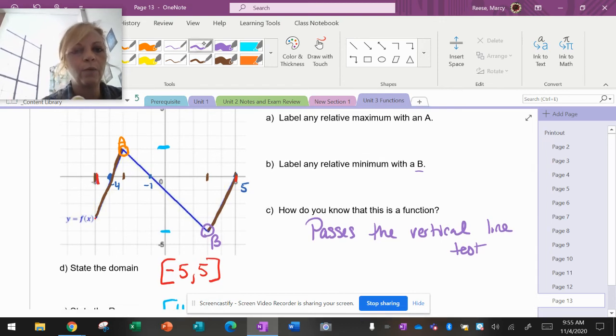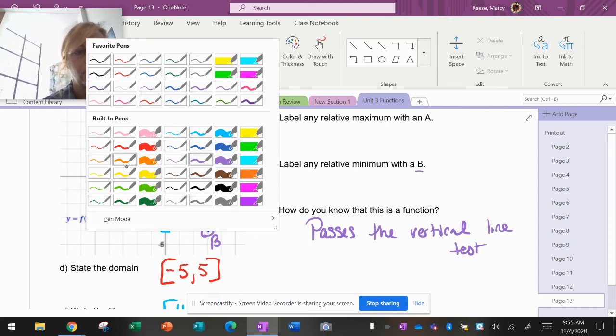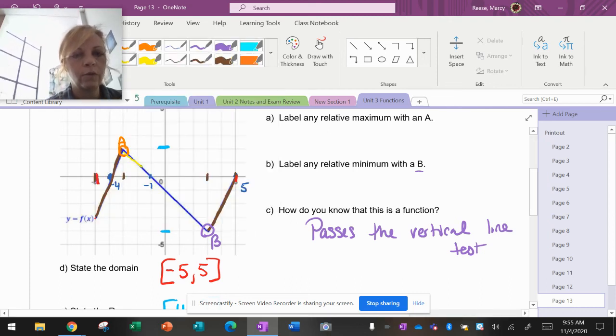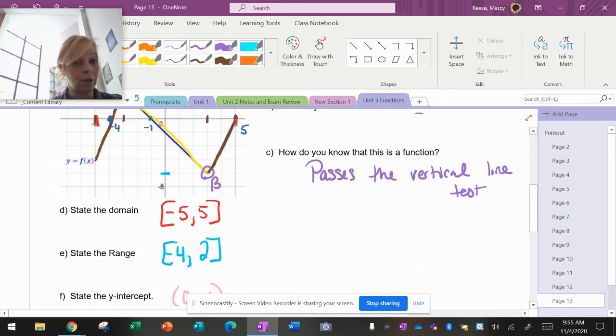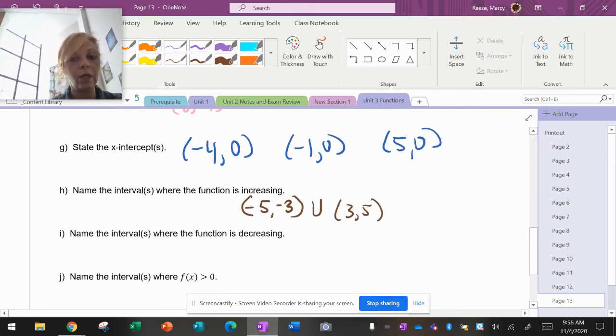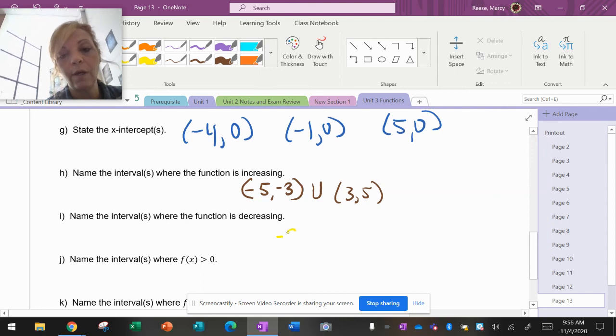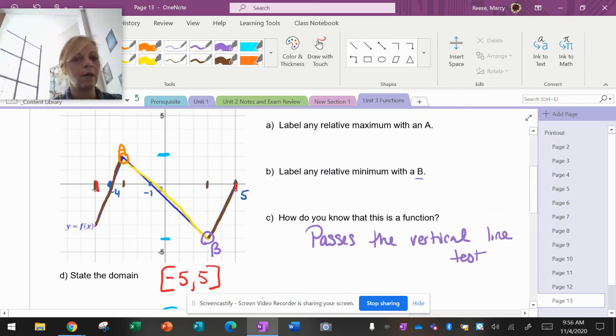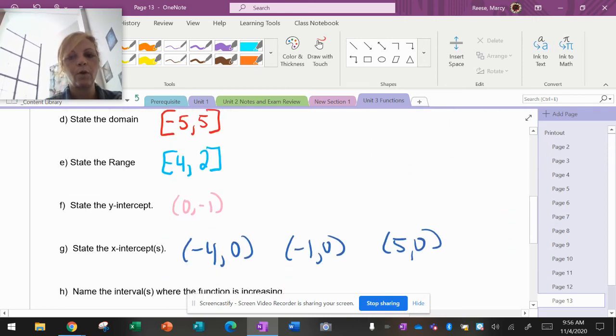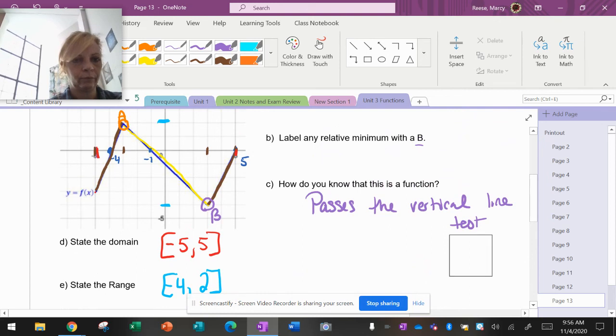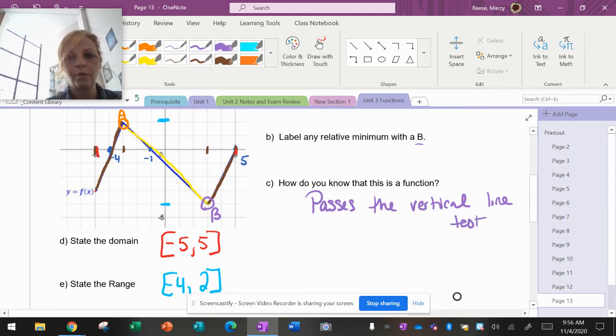Okay, how about where it is going down the hill? I'm going to do yellow. Can't really see it well on this one. Okay, so in between -3 and 3, it's going down the hill. It's decreasing. Okay, so everybody see that? All right. That looks like it's pretty good.